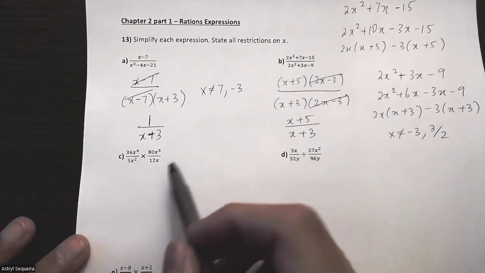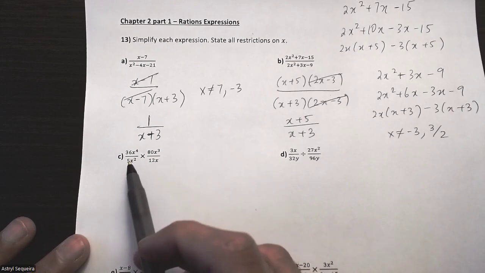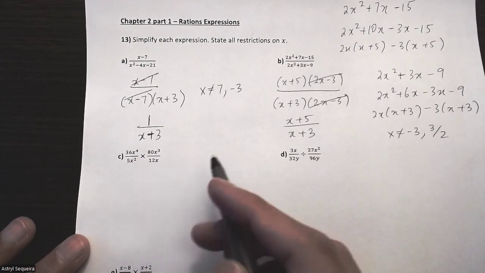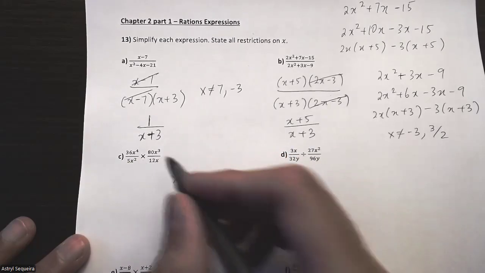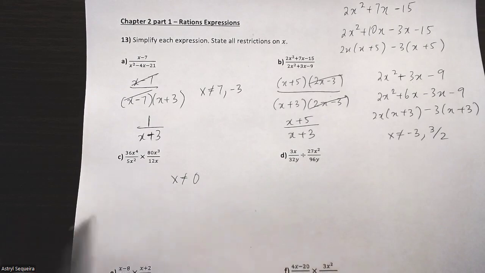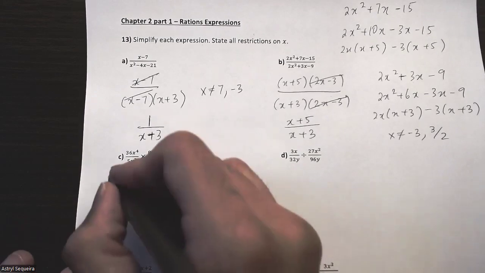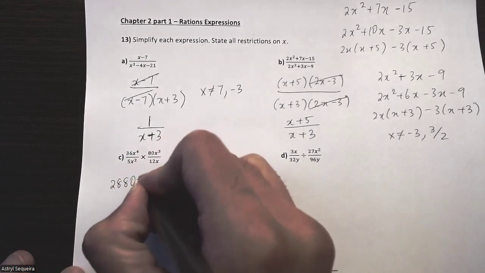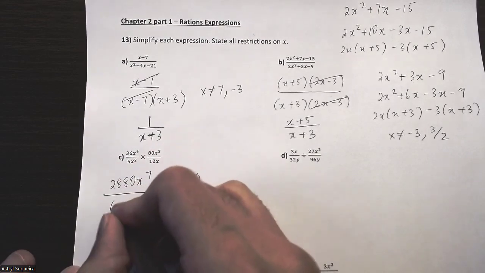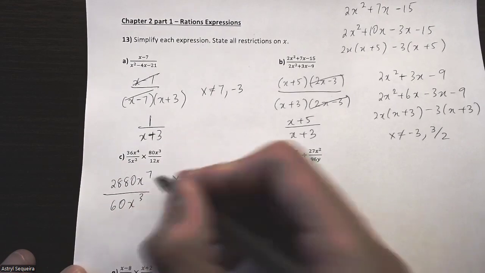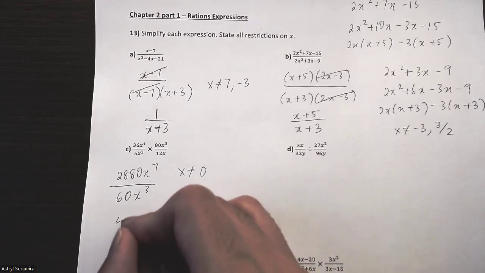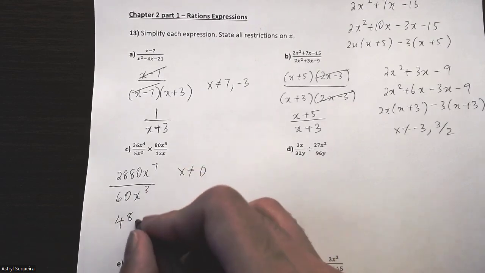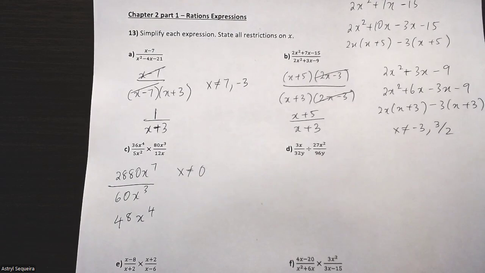Let's go to part C next. This is already fully factored, so I'll just start by stating my restrictions, which is x cannot equal 0, because I just have x and x squared on the bottom. Then I'll multiply the top with the top and the bottom with the bottom. So I get 2880x^7 over 60x^3, and then I'll simplify. 2880 divided by 60 is just 48. x^7 divided by x^3 is just x^4.